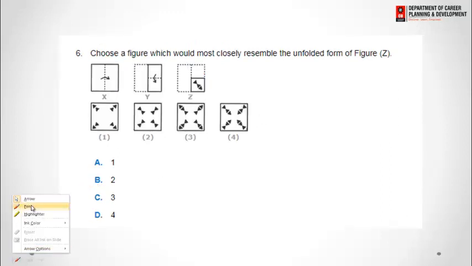Now in question number 6, what we have? Firstly we fold the figure vertically as per X, and then we fold the figure horizontally as per the Y figure, and then we make the cut something like this. When we unfold it, we have the answer something like that with these figures, and when we open it again, the answer is quite similar to option number 3. Hence the answer is option C, figure 3.